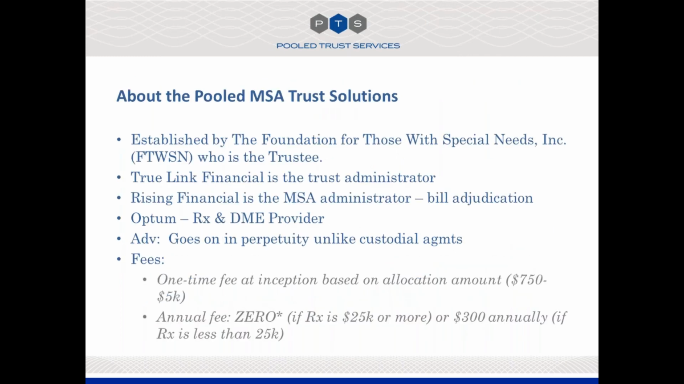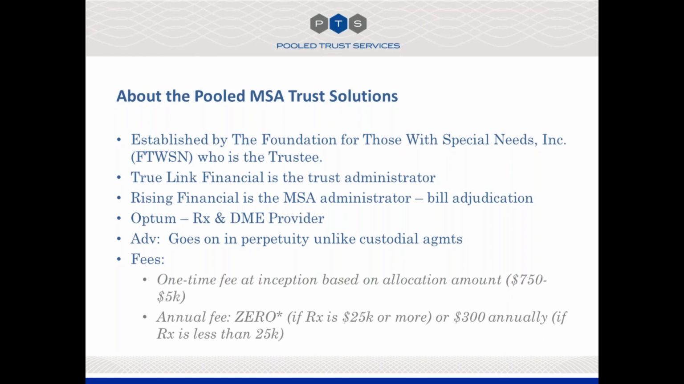And finally, here's a little bit more information about our MSA pooled trusts. They were established by the Foundation for those with special needs, and the foundation serves as a trustee. The foundation is a 501c3 that does charitable work in the community that supports civil justice. TrueLink Financial is our trust administrator, so they handle the administration of the trust, investment management, those kinds of things.